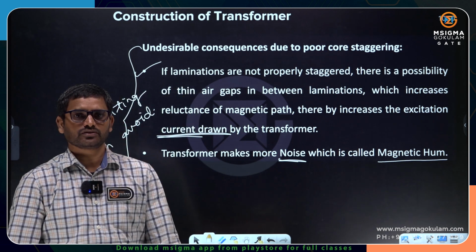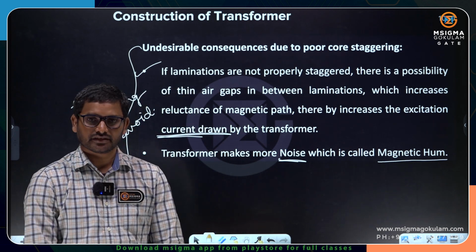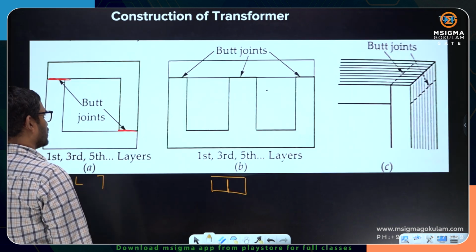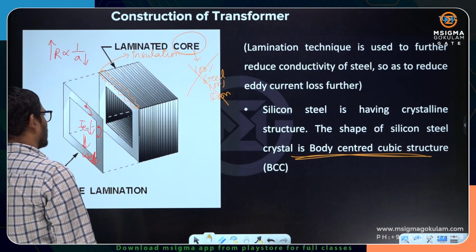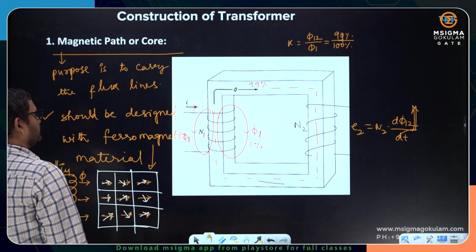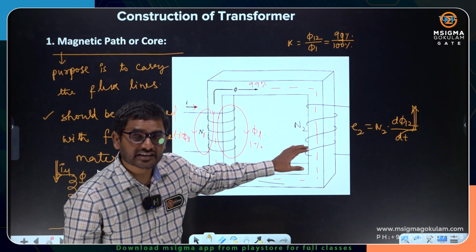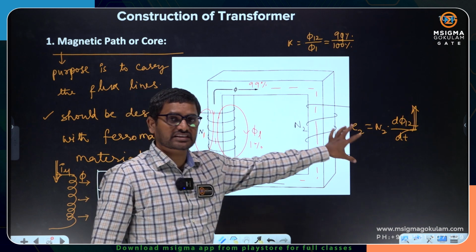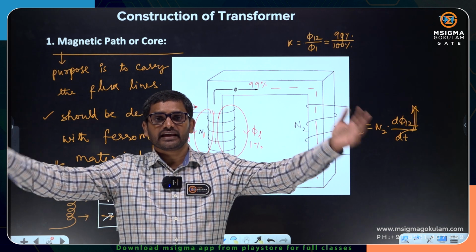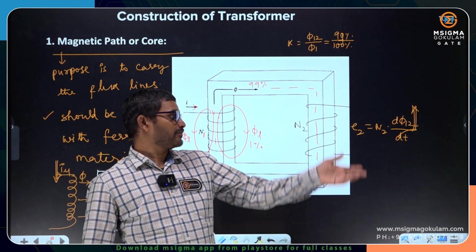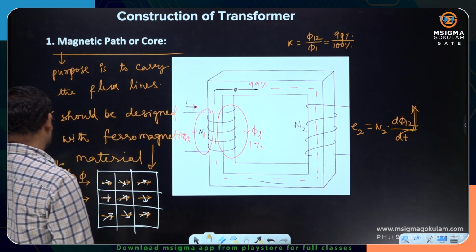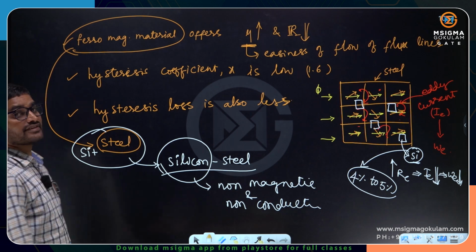So this is about the core construction. Please try to have a look at this one. We have discussed the core, what the intention behind the core is, why we are placing the core. The main intention behind the core is to have a low reluctance path and high permeability, so that more flux lines can link with the second coil. The coefficient of coupling is going to be enhanced, EMF can be induced more, power transfer can be enhanced. So that's the main intention. How to design that? Use a ferromagnetic material.